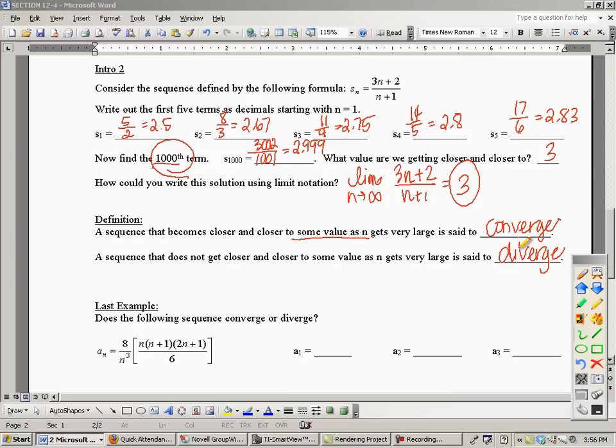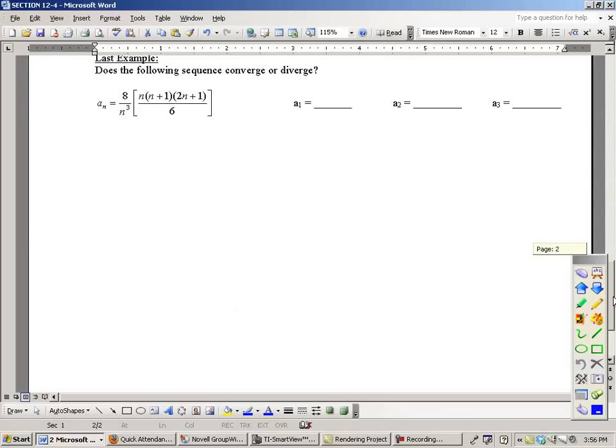Again, we're going to try and get you to look at this idea of converging and diverging because we're going to talk about it in chapter 9 anyway. So let's take a look. We're going to do one last example that mixes everything together. My favorite. Okay, take a look at the following sequence. Does this sequence converge or diverge?